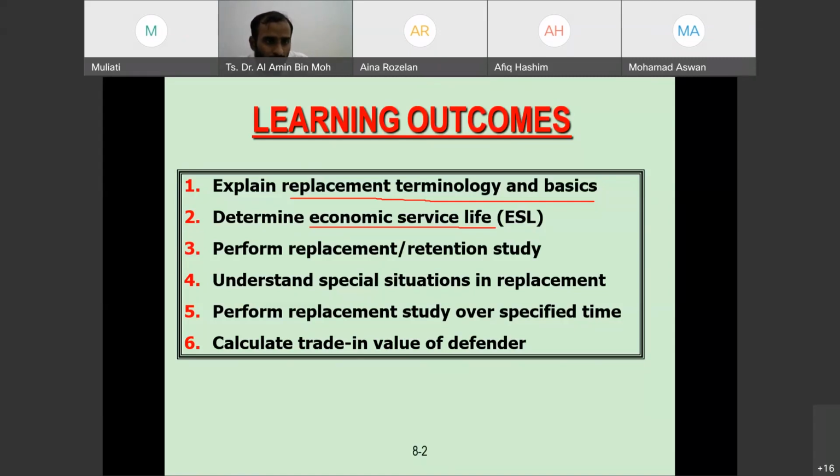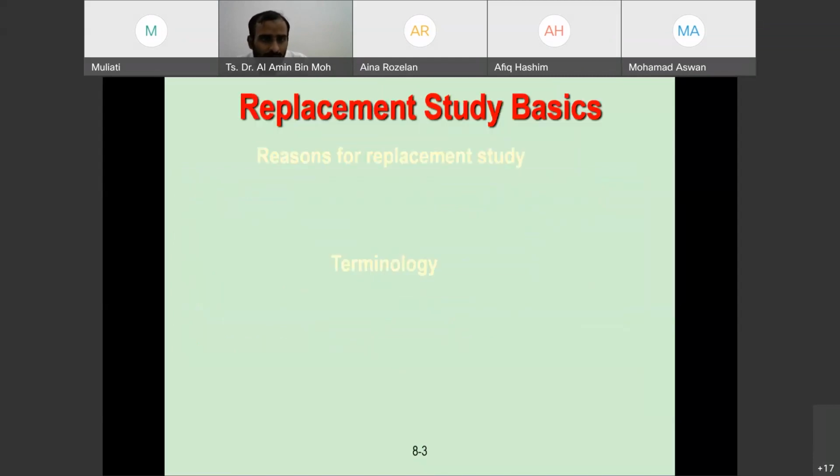Then you should be able to perform the replacement and retention study, understand special situations in replacement, and perform a replacement study over a specified time, if it involves a specific life cycle time, and calculate trade-in value. That means when we sell the existing asset or machine in order to buy a new one, there's the wording trade-in, when we trade in the old machine. So we're going to calculate that as well. Okay, shall we continue? I believe so.